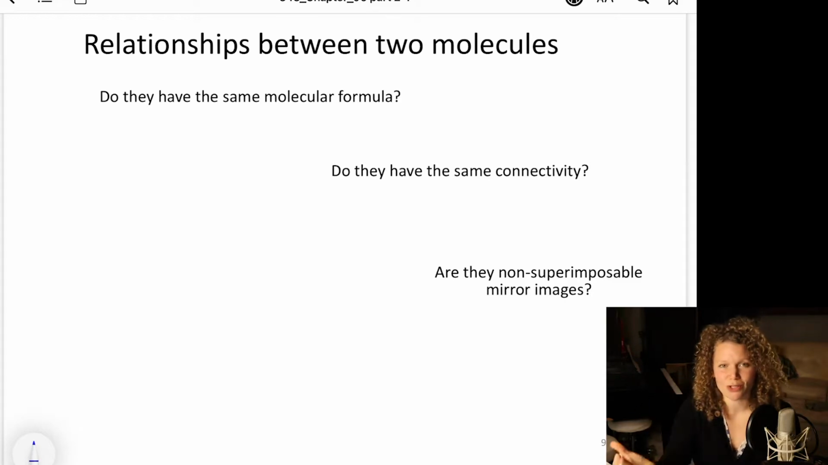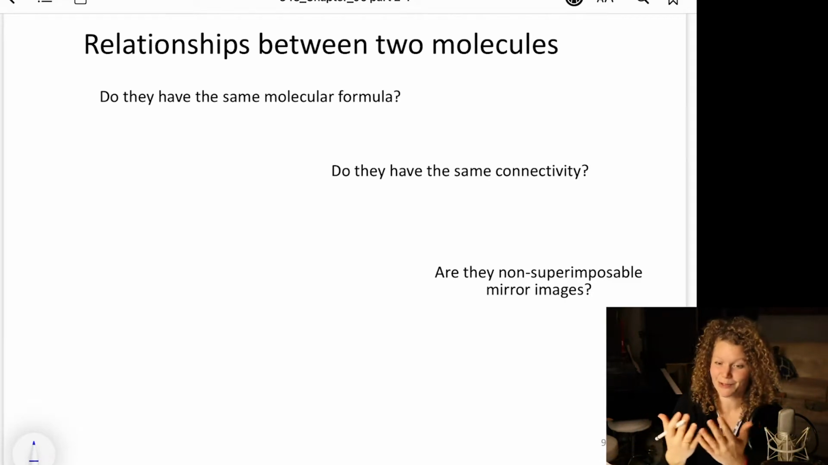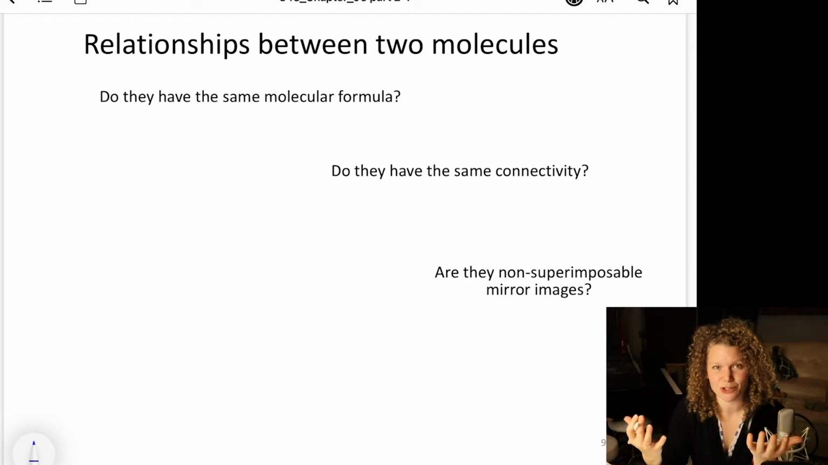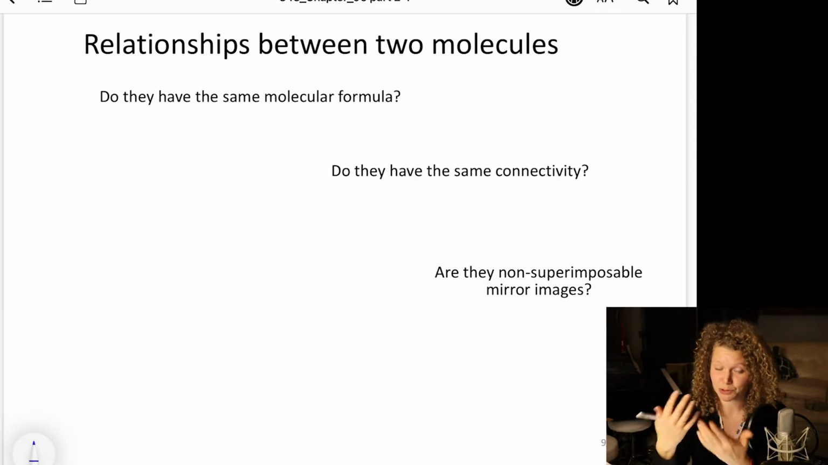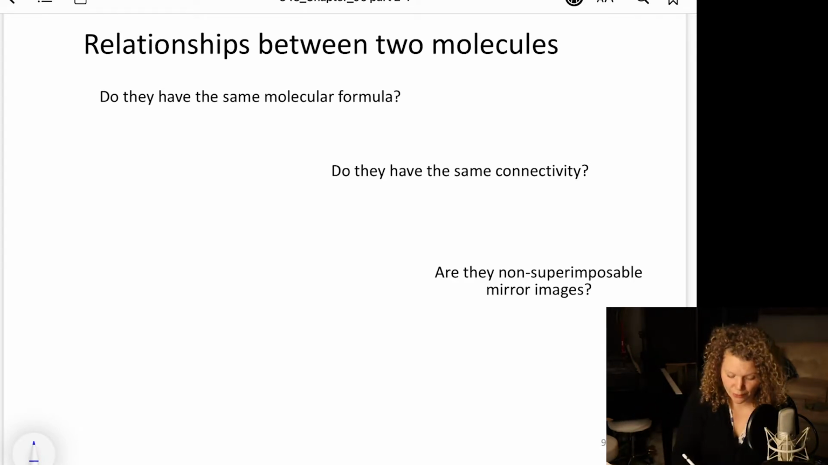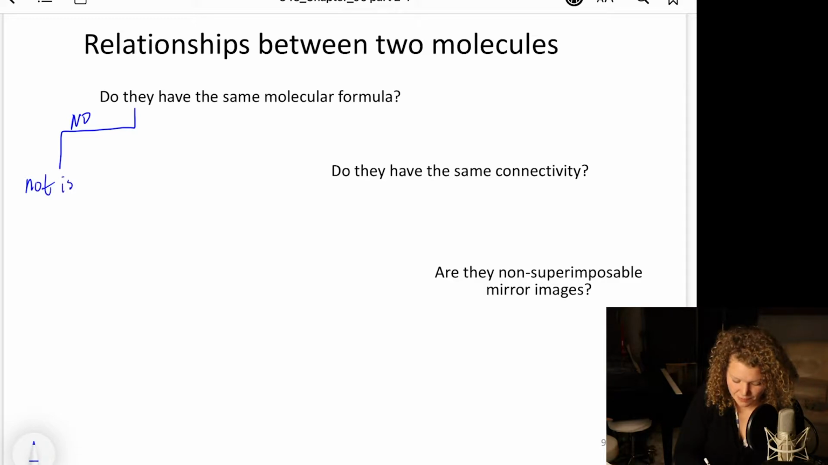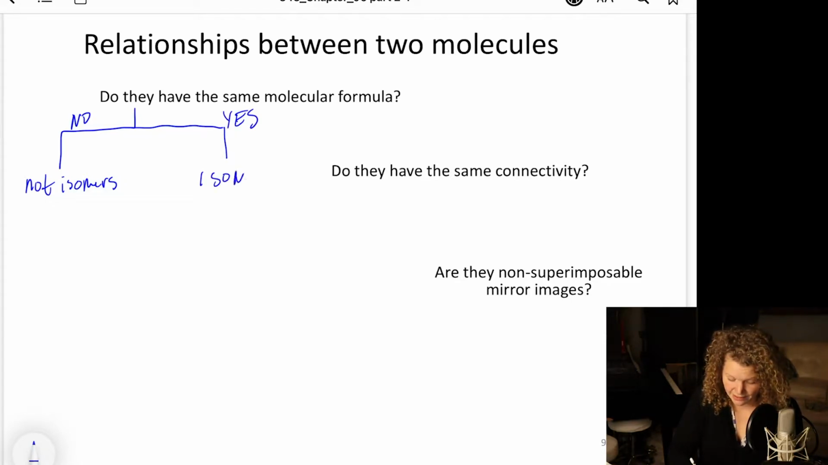when you get two molecules. So the first thing you want to look at when you have two molecules and you're trying to determine their relationship, you want to ask yourself, do they have the same molecular formula? And if the answer is no, then they are not even isomers. If the answer is yes, we get to have more fun. They are isomers, and now we have more questions to ask.